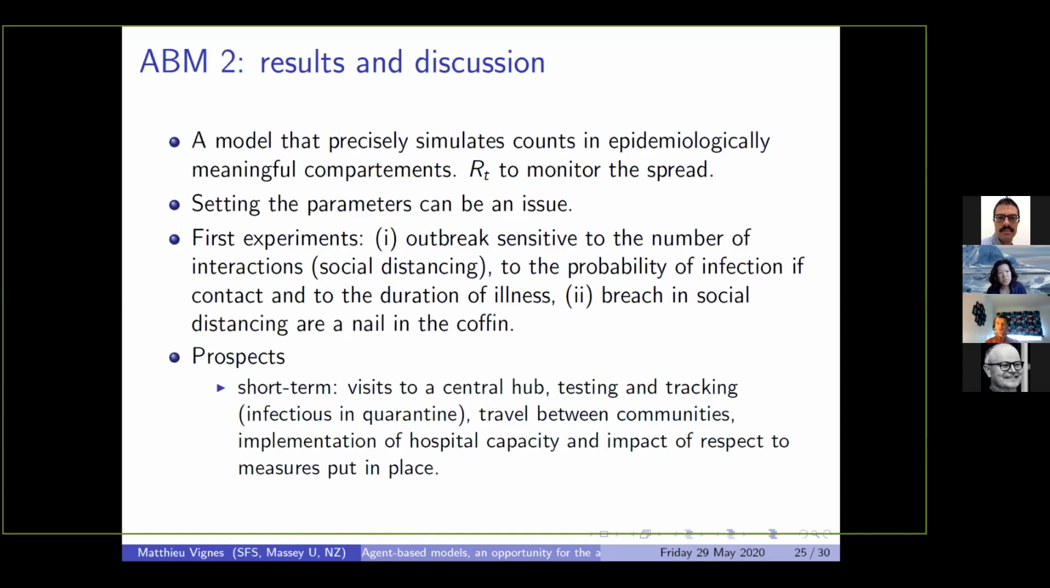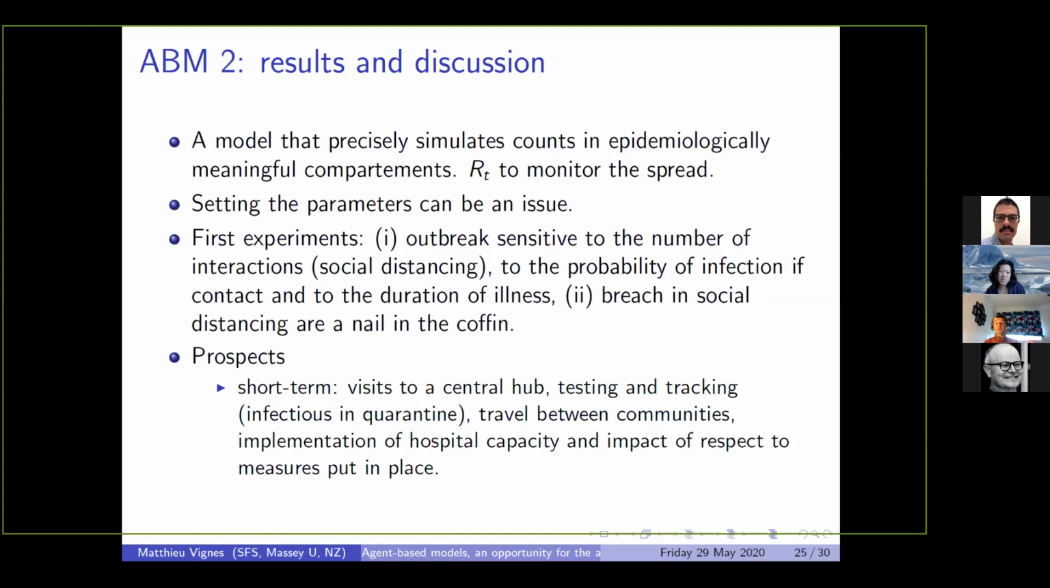So in the first experiments, I didn't show all of them to you, the outbreak was very sensitive to the number of interactions. That's what was called social distancing, the probability of infection if there is a contact, and the duration of the illness as well. Many of my simulations would show that the infection would die because I seeded the infection with one infectious person only. What I also noticed, I implemented breaches in social distancing, and that's a nail in the coffin.